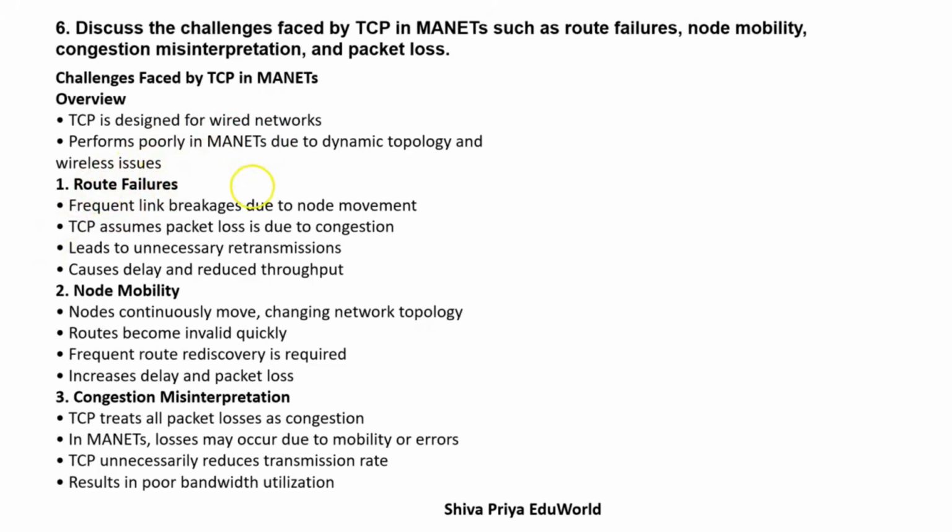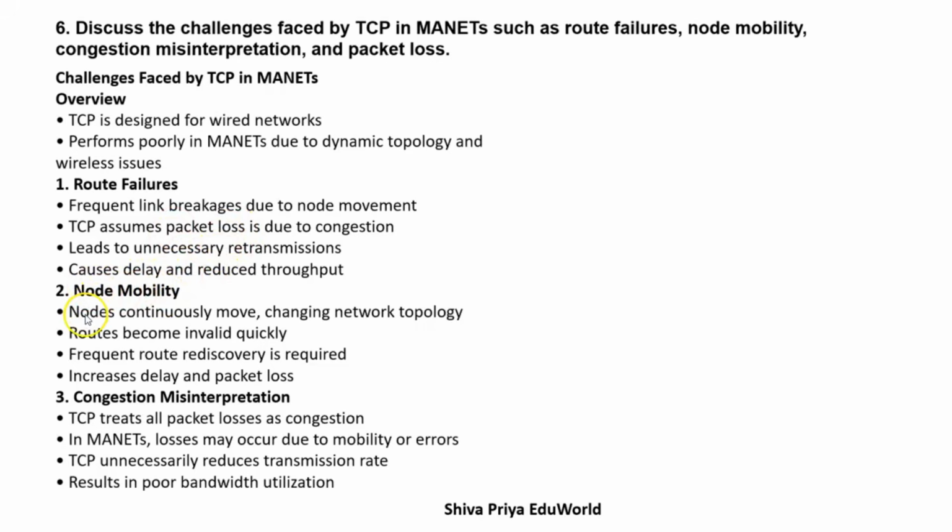The frequent link breakages due to node movement. Due to the node movement, the breakage is in the link, and it happens frequently. That's why this is the biggest disadvantage. And TCP assumes packet loss is due to congestion, but it leads to unnecessary retransmission, and it causes delay and reduces the throughput. This is how the root failure is the biggest disadvantage.